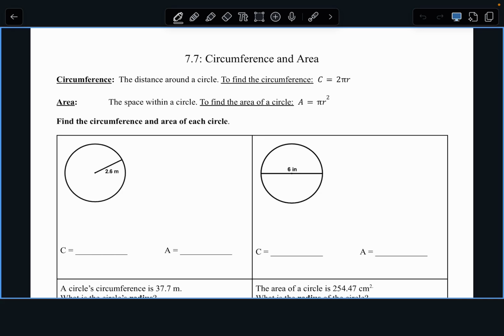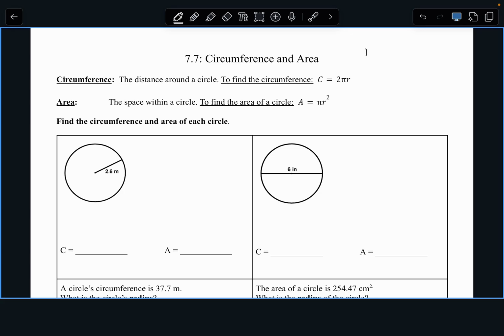Today we're working on section 7.7, which is dealing with circumference and area for circles. Circumference is kind of like perimeter, but for a circle. It's the distance around the outside. To find circumference, it's 2 pi r. Pi, it's an irrational number.